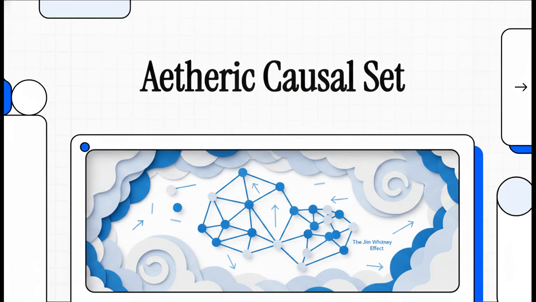Okay, let's dive into this. Today, in this explainer, we're taking a look at a truly mind-bending concept, the Aetheric Causal Set, or ACS, and something known as the Jim Whitney Effect. We're tackling an idea that fundamentally challenges the very architecture of reality. If you've ever sat back and wondered what the universe actually looks like at the most microscopic, foundational level, well, you are in the exact right place.